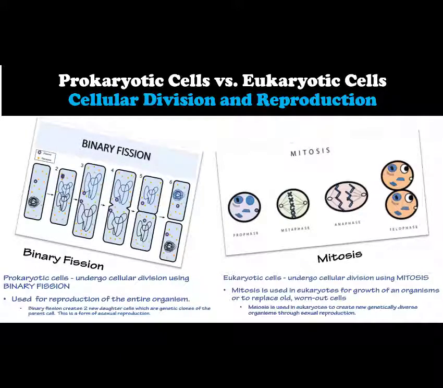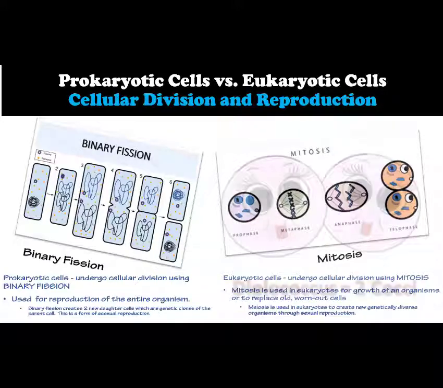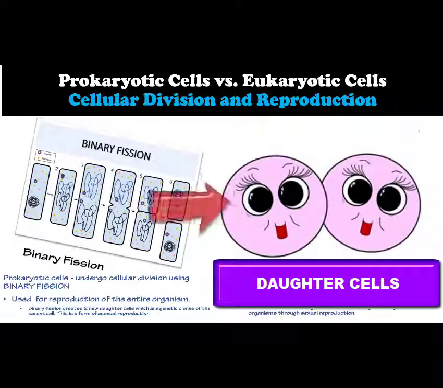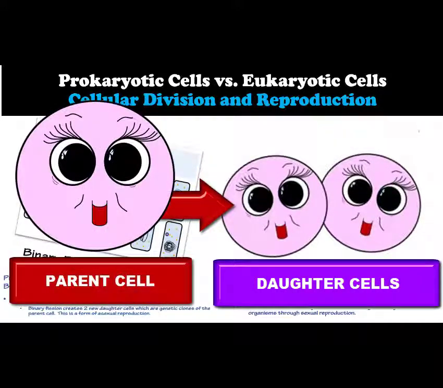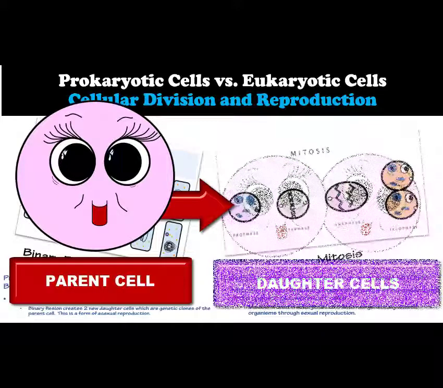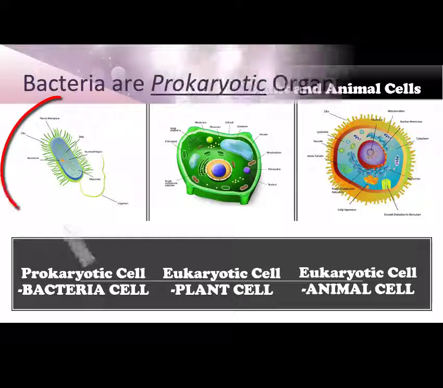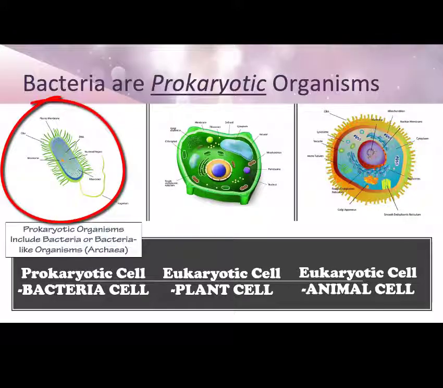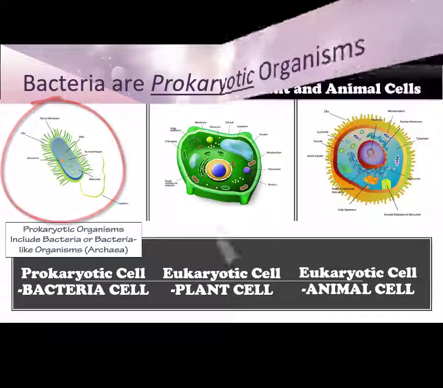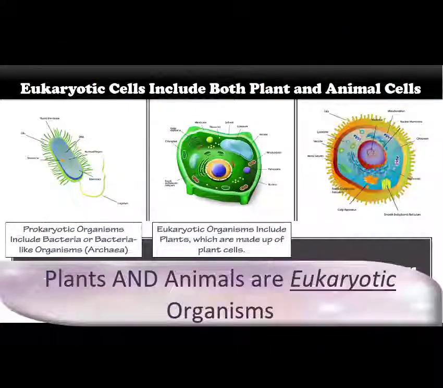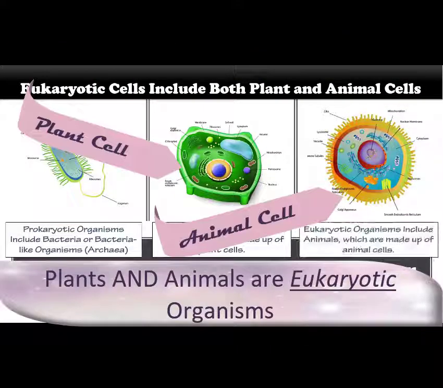Prokaryotic cells undergo cellular division using the process of binary fission. Binary fission is used for the reproduction of the entire organism. Binary fission creates two daughter cells, which are genetic clones of the parent cell. This is a form of asexual reproduction. Prokaryotic organisms include bacteria and bacteria-like organisms. Eukaryotic cells include both plant and animal cells.